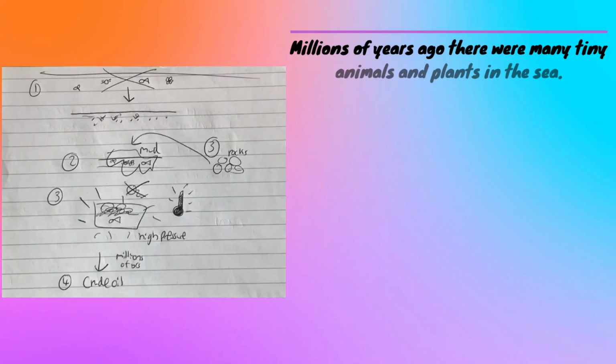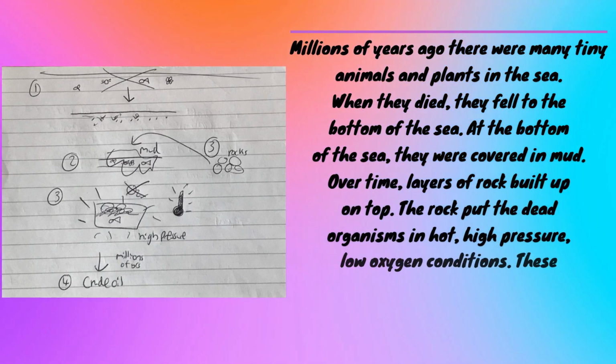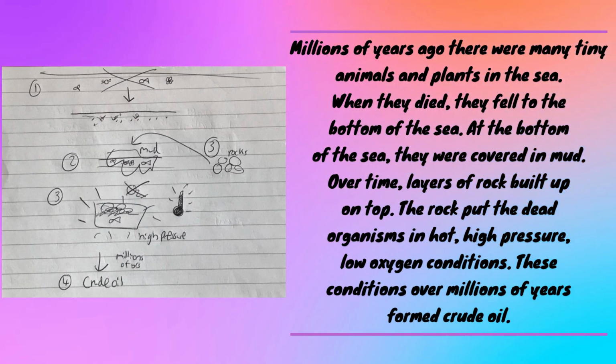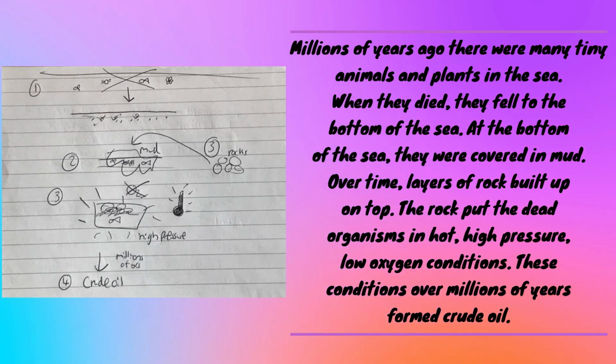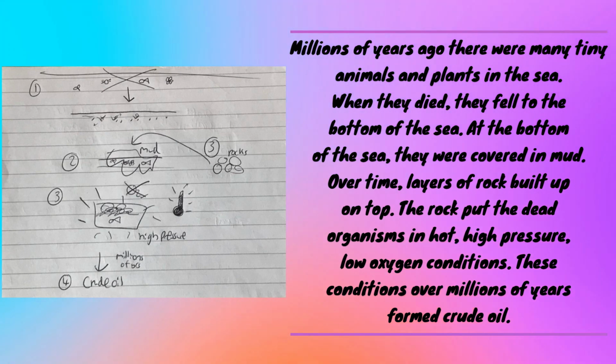So millions of years ago, there were many tiny animals and plants in the sea. When they died, they fell to the bottom of the sea, and at the bottom of the sea, they were covered in mud. Over time, layers of rock built up on top, and this rock put the dead organisms in hot, high pressure, low oxygen conditions, and these conditions over millions of years formed crude oil.